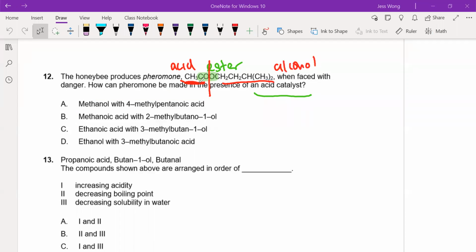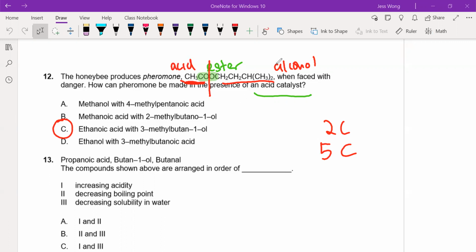So we need a 2-carbon acid. And we need a 1, 2, 3, 4, 5 carbon alcohol, right? So try to look for a 2-carbon acid and a 5-carbon alcohol, and there's only one answer, which is C. So you don't even need to consider other things, okay?